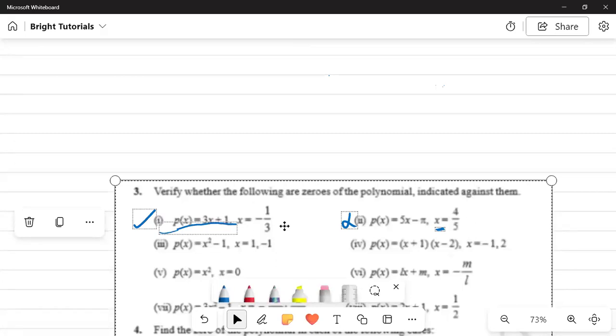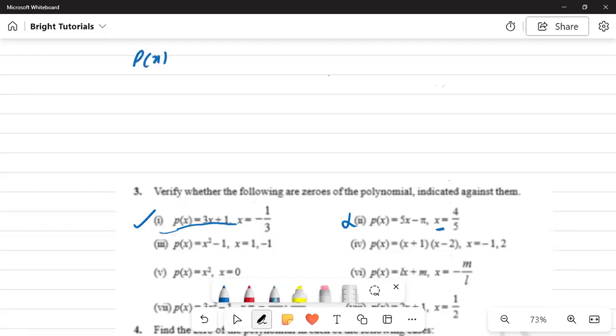Similarly, we will do part number 4. Part number 3 I am skipping because it is too simple, so you can do it on your own. What is given in part number 4? Here it is given p(x) is equal to (x plus 1)(x minus 2). If you want, you can multiply these; if you do not want, you leave it. We have to find whether x equal to minus 1 and x equal to 2 are the zeros of this polynomial or not.